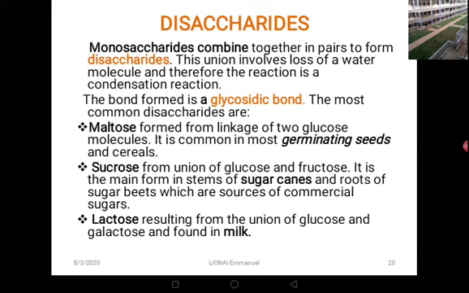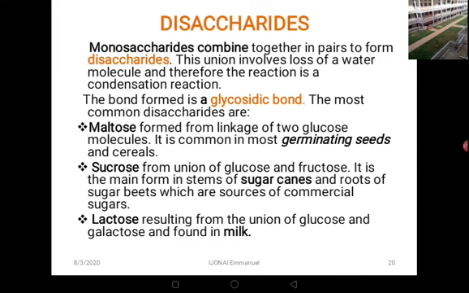So generally, monosaccharides combine together in pairs to form disaccharides. This union involves loss of a water molecule, and therefore the reaction is a condensation reaction. Remember what a condensation reaction means? A reaction between two simple molecules to form a complex molecule with the loss of a water molecule. So a condensation reaction takes place when two monosaccharides combine to form a disaccharide plus a water molecule. And the bond which is formed between the two monosaccharides when a disaccharide is formed is called a glycosidic bond.